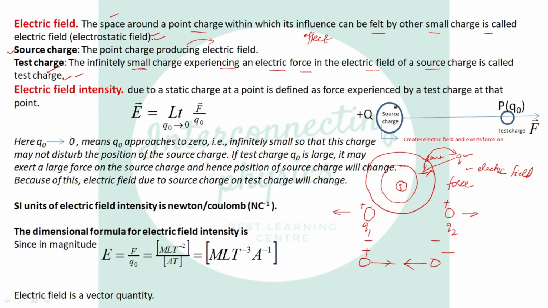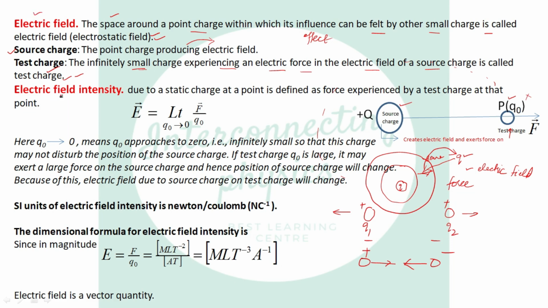So we see here, suppose we have a source charge and we have a test charge at point P. So source charge is creating electric field and exerting force on test charge. If test charge is nearer to this source charge, nearer means if test charge is in the region around this source charge, then only it will feel some kind of force. And if it is outside the region of the source charge, it will not feel any kind of force. So this was the electric field.